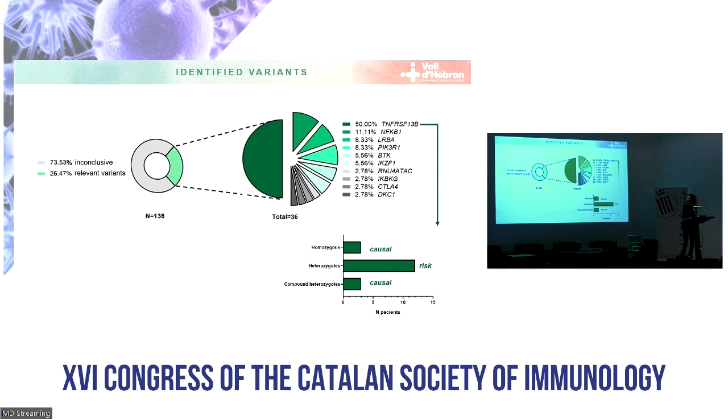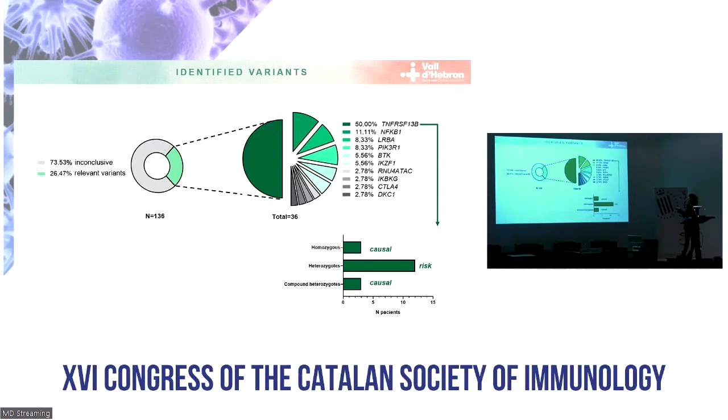So after analyzing our genetic results, after doing the NGS, we were able to see that 26.47% of patients present relevant variants related to CVID. These were a total of 36 variants in genes such as TACI, NF-kappa-B1, LRBA, PIK3R1, BTK, Ikaros, RNU4ATAC, NEMO, CTLA4, and DKC1.